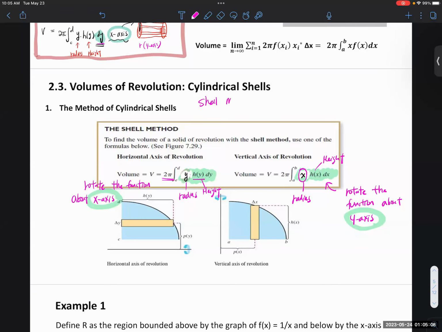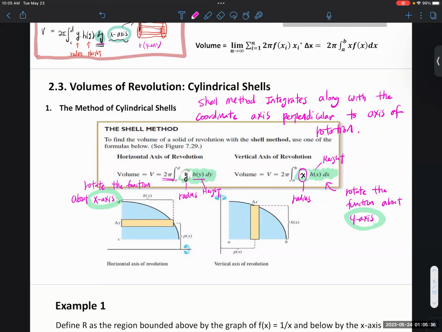One more time, I'm going to write it. Shell method integrates along with the coordinate axis perpendicular to axis of rotation.